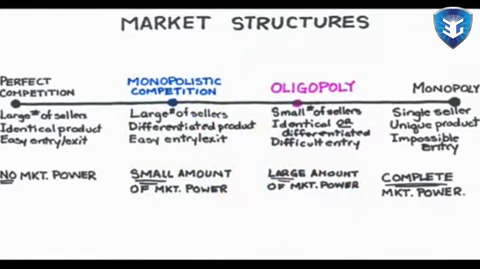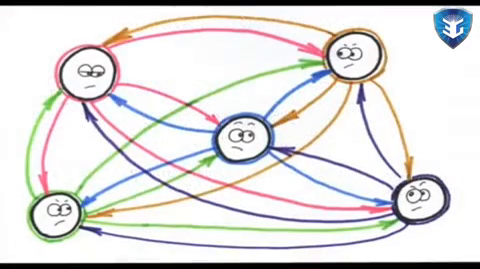Because everyone's actions matter, the producers become mutually interdependent. Whatever one does affects everyone else. This mutual interdependence actually makes the oligopoly the most complicated type of market.